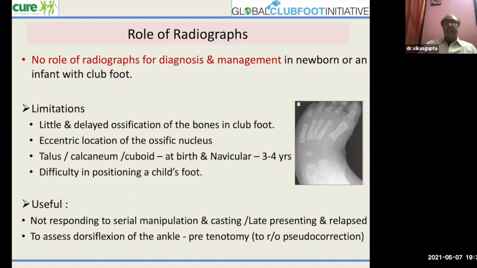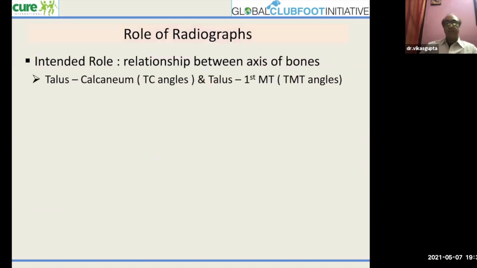Now, increasingly, its role has been defined to assess dorsiflexion of the ankle, especially in a chubby child, where it's difficult to actually see the foot: does it require tenotomy? So this lateral X-ray is used as a pre-tenotomy assessment before you do the tenotomy. I'll show you what you assess. Okay. Now, what is the role of radiographs?